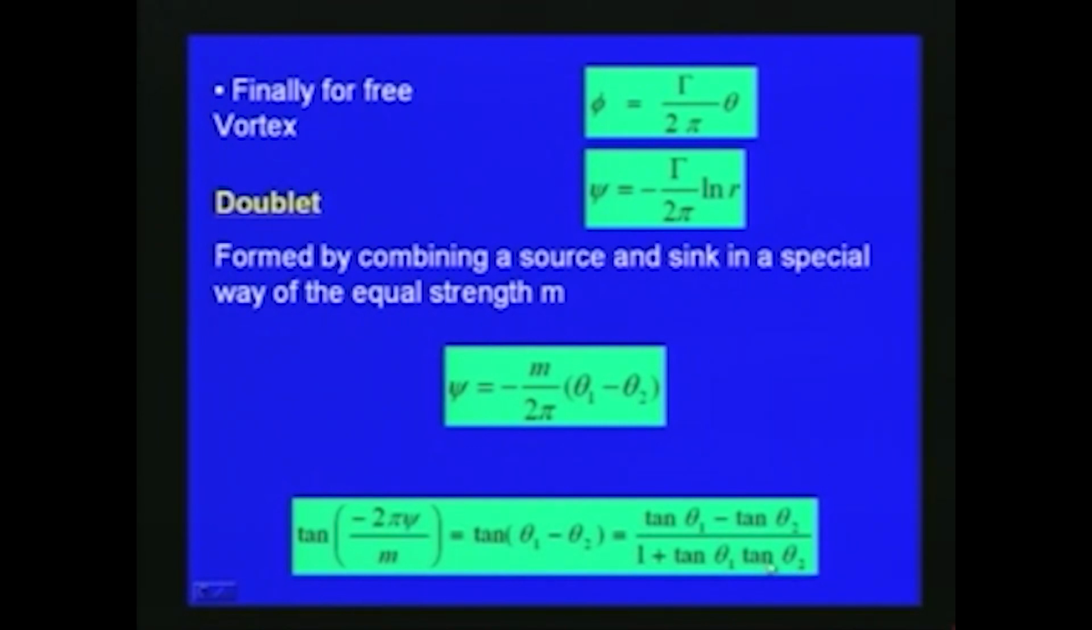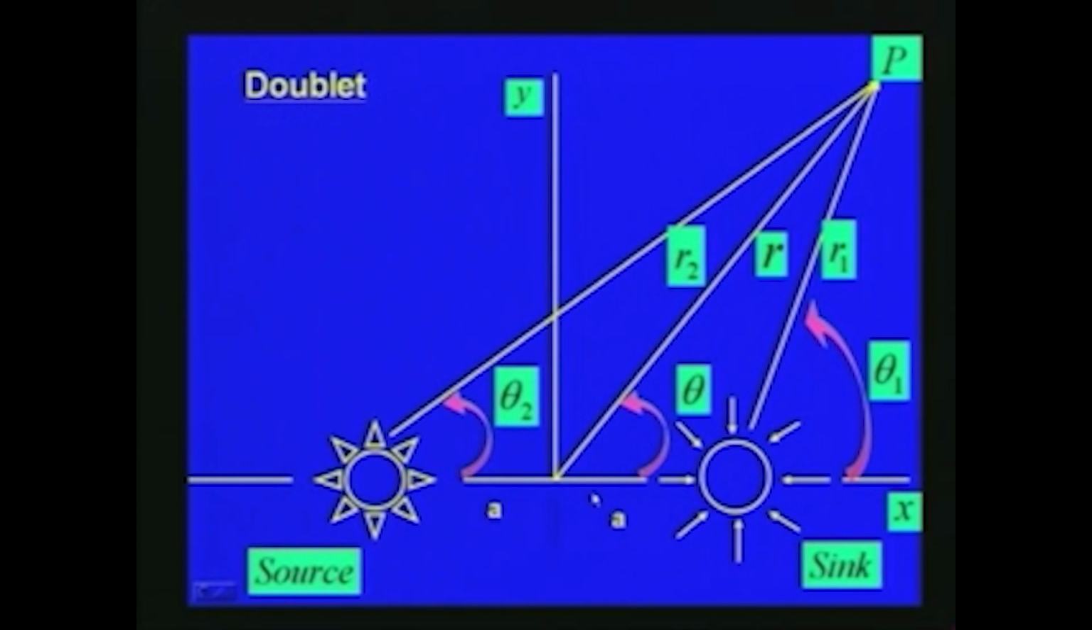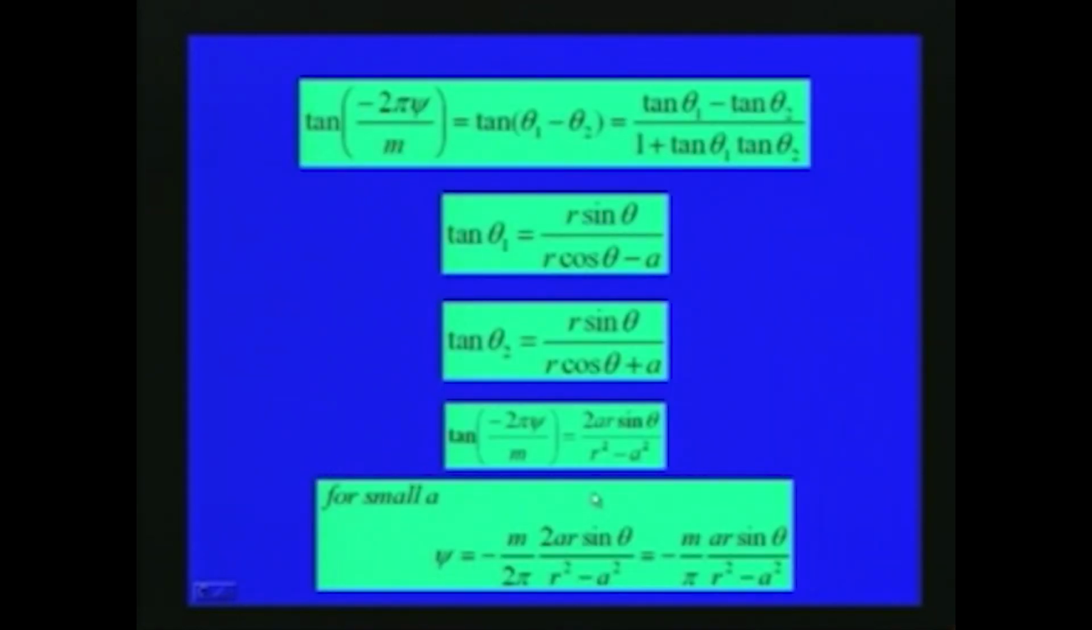So here theta 1, theta 2 and theta are defined with respect to the figure. Now with respect to this previous figure, tan(-2πψ/m) is equal to tan(θ1 - θ2), and when we expand this, that is equal to (tan θ1 - tan θ2) divided by (1 + tan θ1 tan θ2).